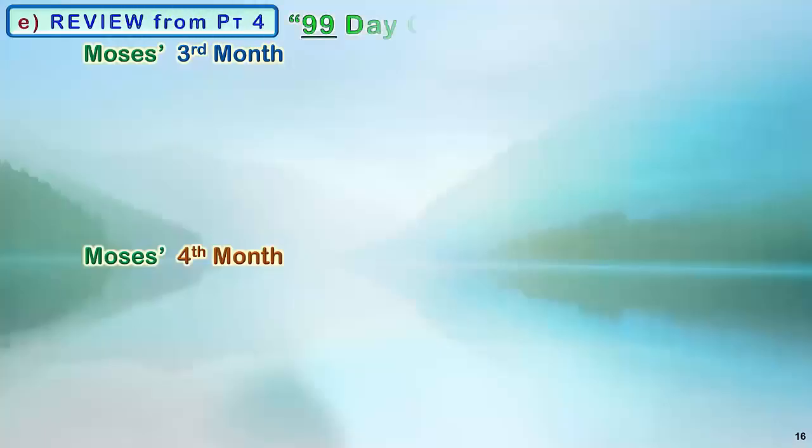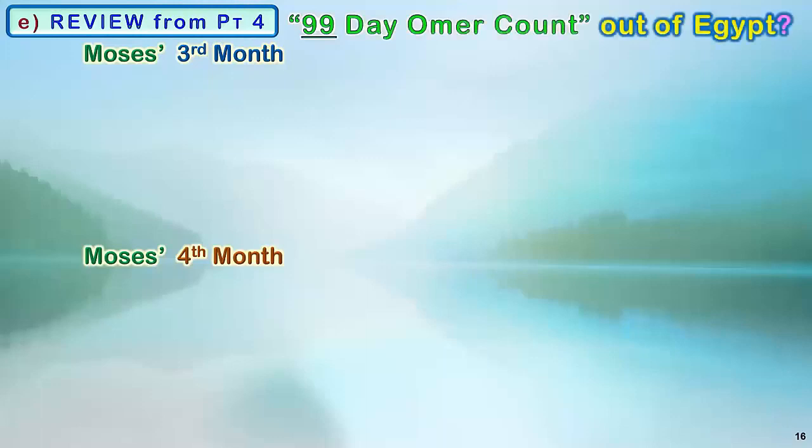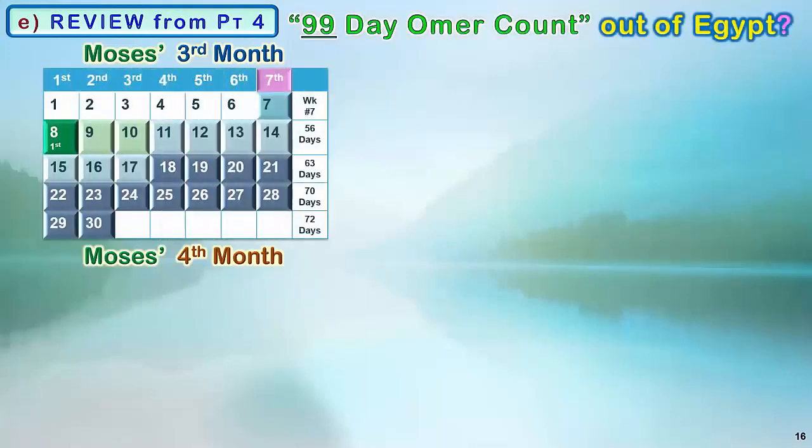And here is review from part 4. 99-day Omer count out of Egypt. Yes, you read it. A 99-day Omer count out of Egypt? Why 99 days? Where does this come from and what does it lead to?